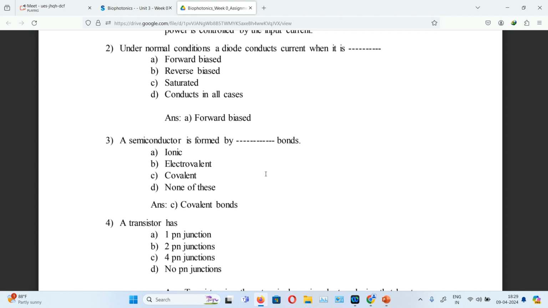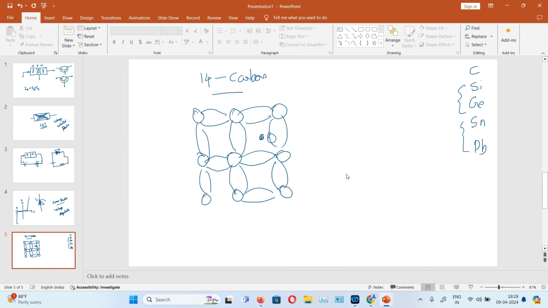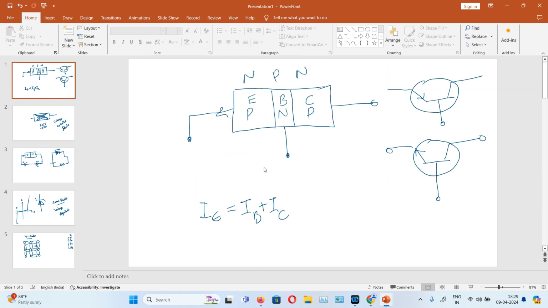Next question: a transistor has one p-n junction, two p-n junctions, four p-n junctions, or no p-n junction. We already drew that here. This is the block diagram of a transistor and the circuit diagram of a transistor. There is a P, N, P. These are three terminals, and then P N forms one PN junction. Then this NP forms another PN junction. So this is a two PN junction transistor, actually called a bipolar junction transistor.